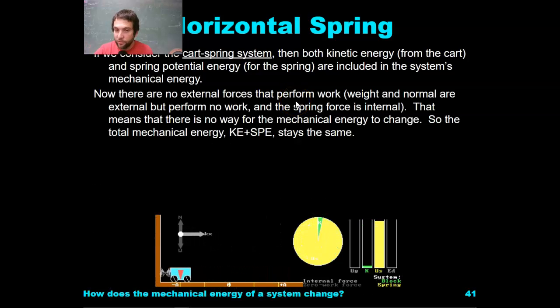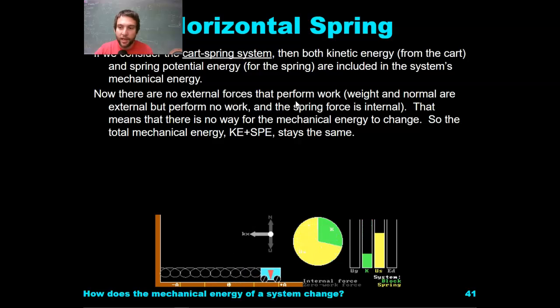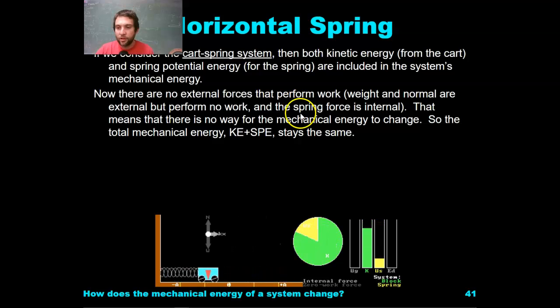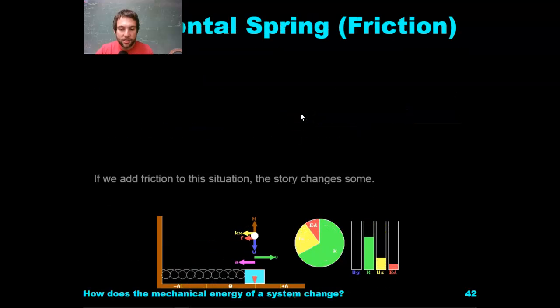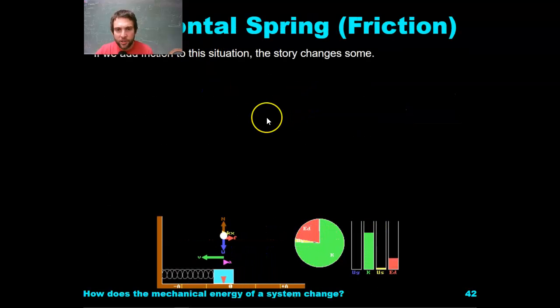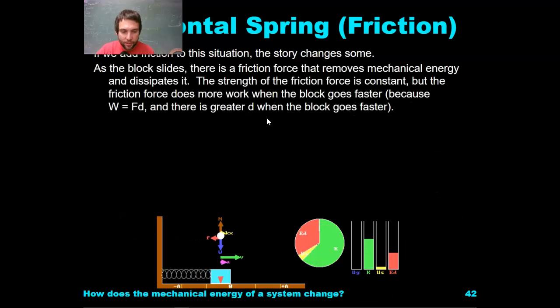Now there are no external forces doing work. Weight and normal are external, but they're performing no work because they're perpendicular to displacement. And normal means perpendicular. That means there's no way for the mechanical energy to change, so the total mechanical energy is constant. If we add friction to the situation, the story is going to change some, of course.